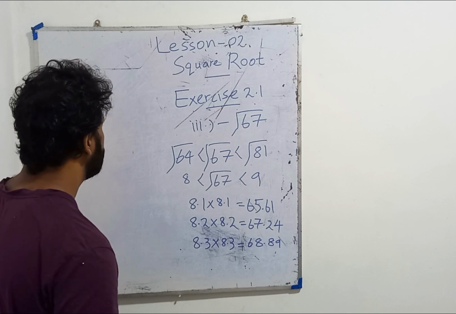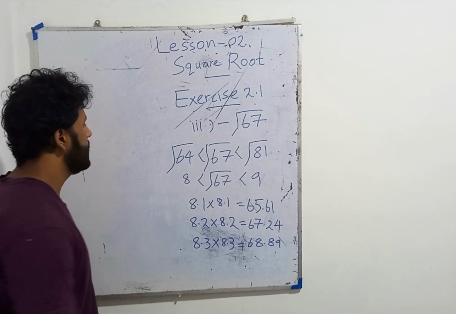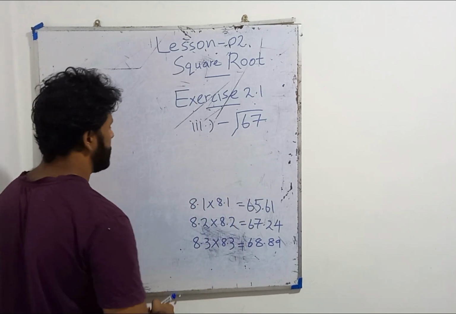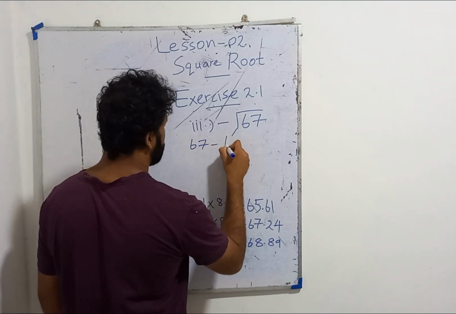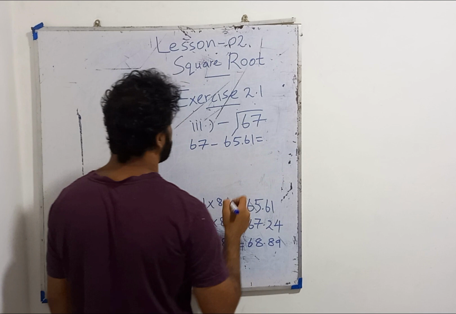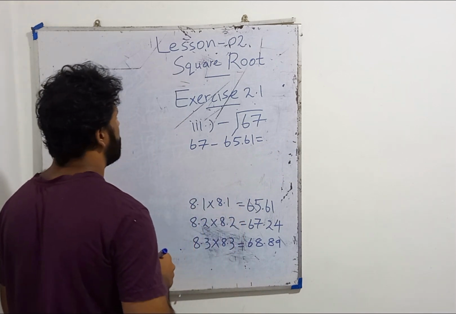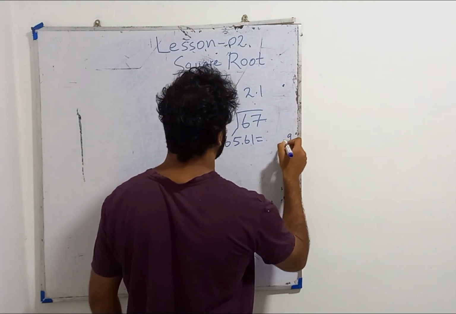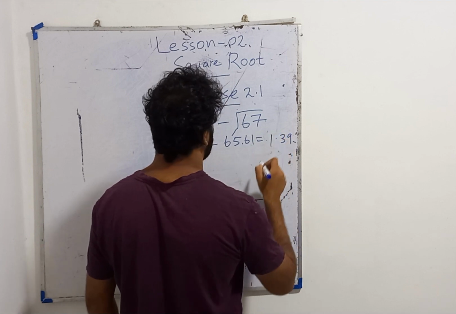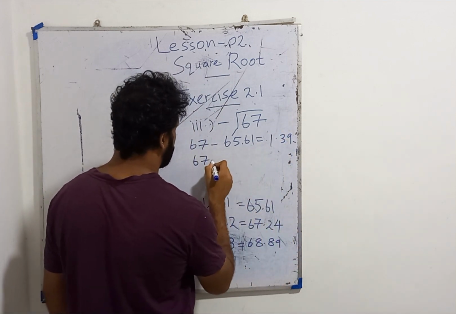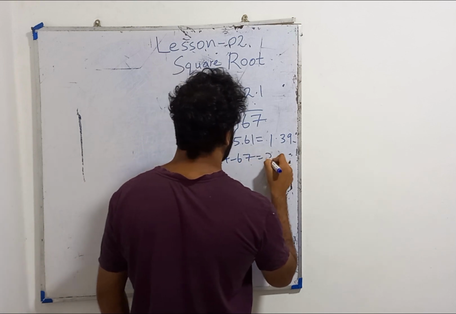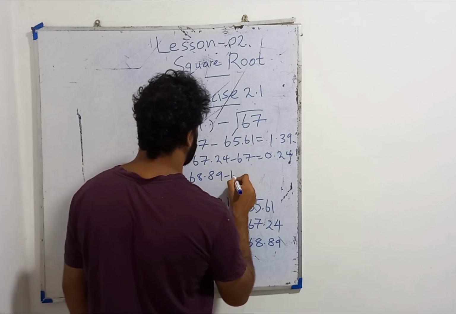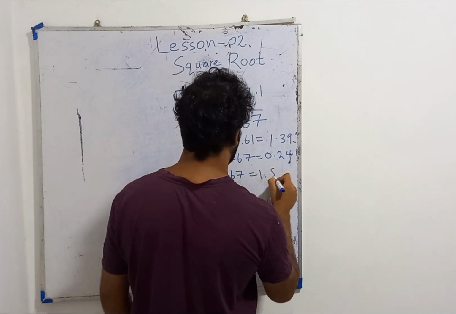Because you can see, for your understanding, 67 minus 65.61 is going to be 1.39. 67.24 minus 67 is 0.24. Then 68.89 minus 67 is going to be 1.89.